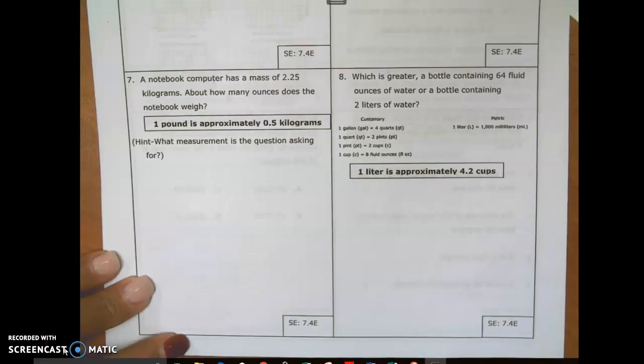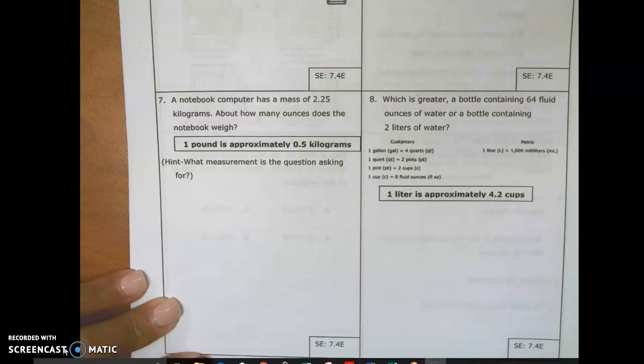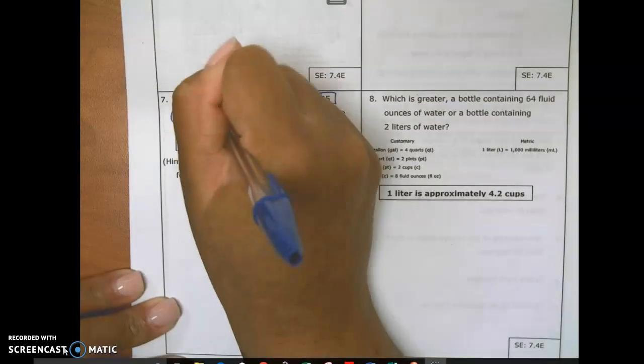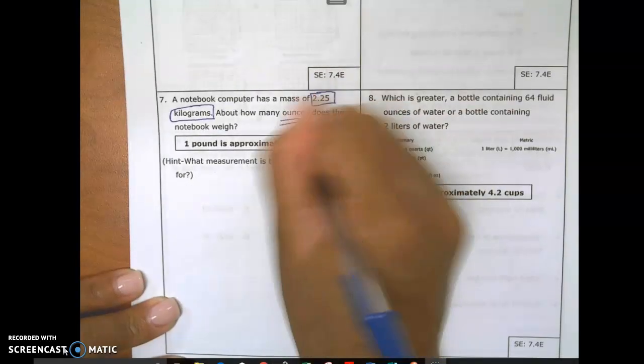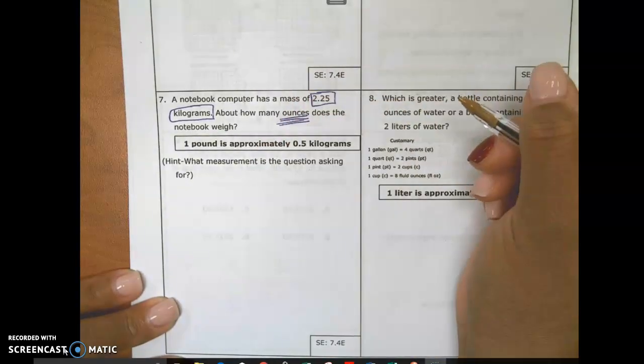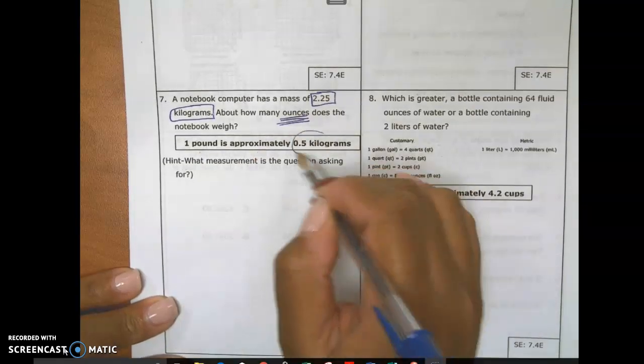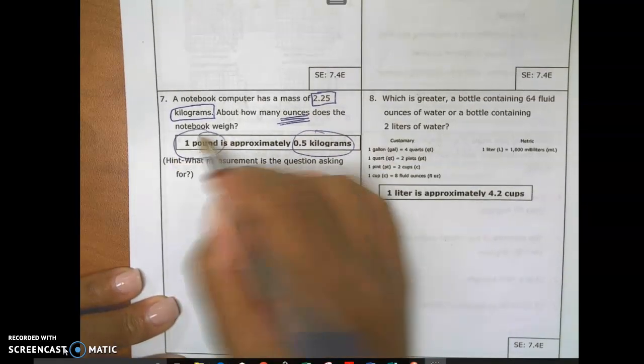Okay, looking at question 7. A computer has a mass of 2¼ kilograms. About how many ounces does the notebook weigh? They give me 1 pound is approximately ½ kilogram. But what do they want?